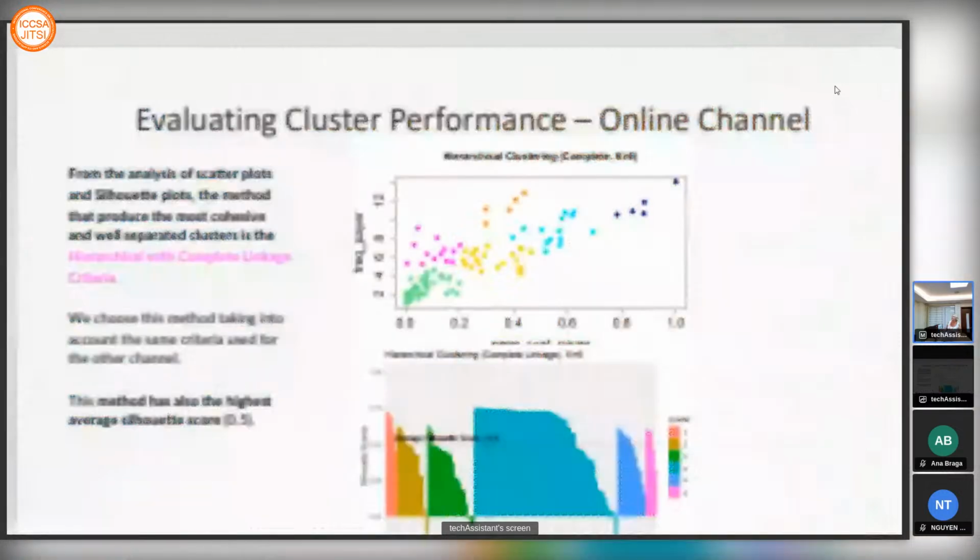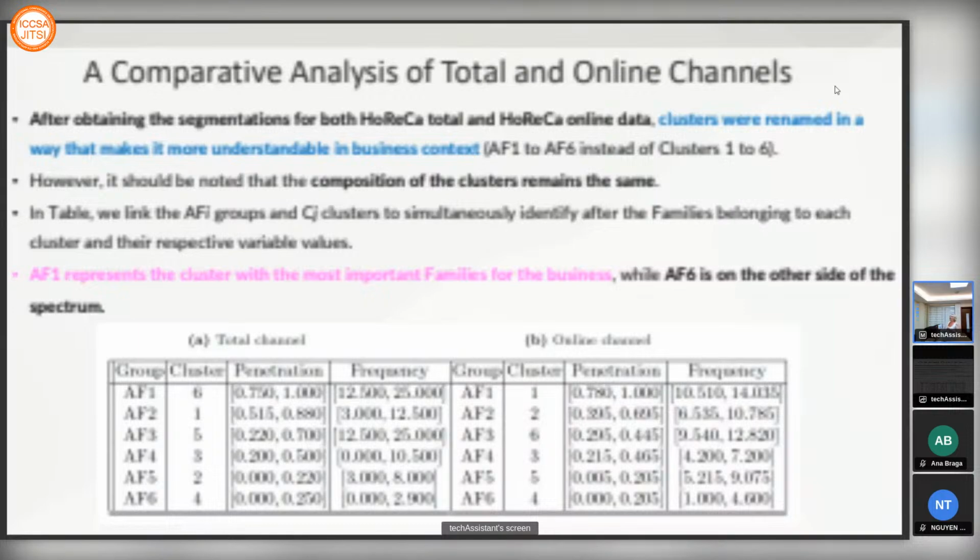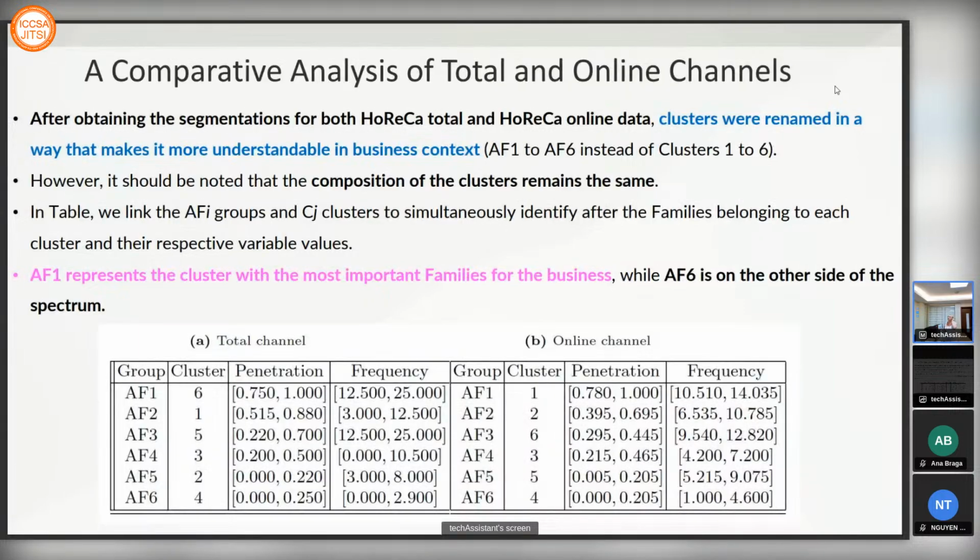After that, we choose the best method to characterize these clusters. This is the hierarchical with complete linkage criteria, and using the same criteria for the other channel, we can choose this method because it also has the highest average silhouette score. We then make a comparative analysis of the 2 channels.